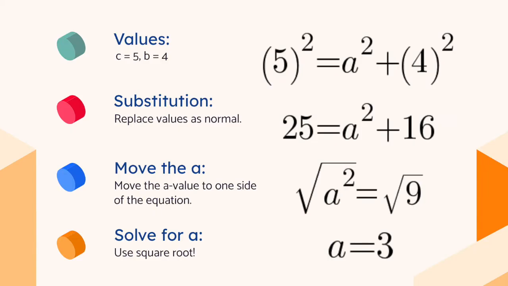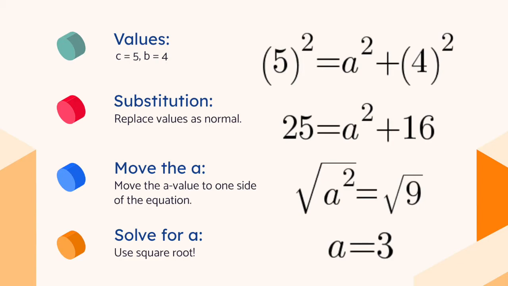The first step is to substitute with the values you are given, which is c equals 5 and b equals 4. 5 squared equals 25 and 4 squared equals 16, which leaves you with 25 equals a squared plus 16. You want to move the a value to one side of the equation because you are solving for a. To get 16 to the other side, you have to subtract 16, so 25 minus 16 equals 9. This leaves you with a squared equals 9.